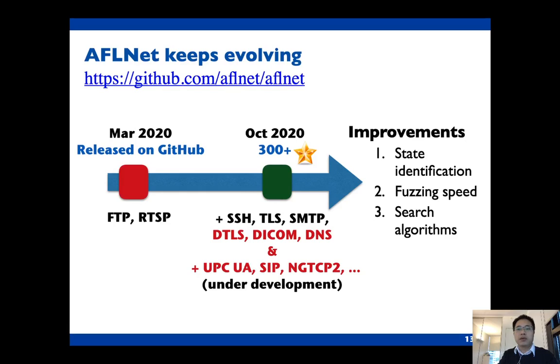We released AFLNet on GitHub in March this year, and the tool keeps evolving. From only 2 protocols, in 7 months it now supports 8 protocols in total, in which 3 protocols are contributed by AFLNet users, and I'm aware of many other protocols under development. AFLNet normally finds many zero-day vulnerabilities in the newly added protocols.